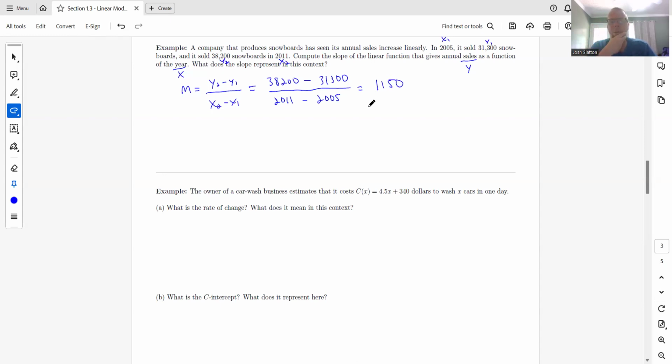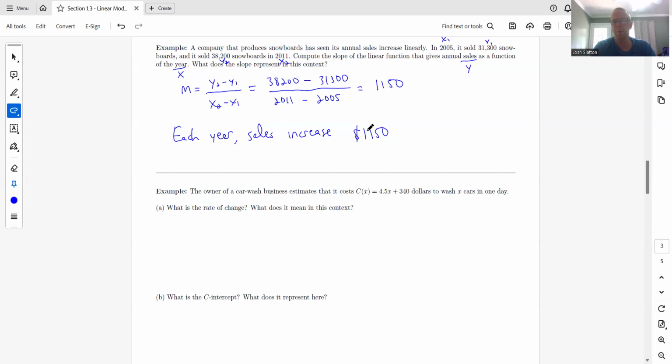So now what does that mean? So what does slope represent in this context? So each year, and we'll talk about what this sentence means after we write it. So each year, sales increase $1,150.